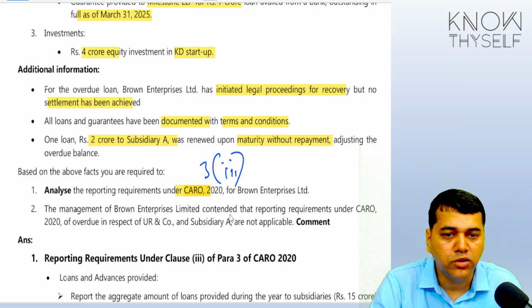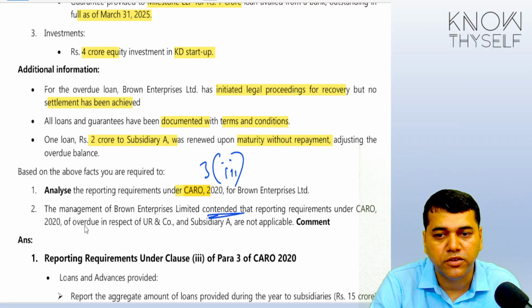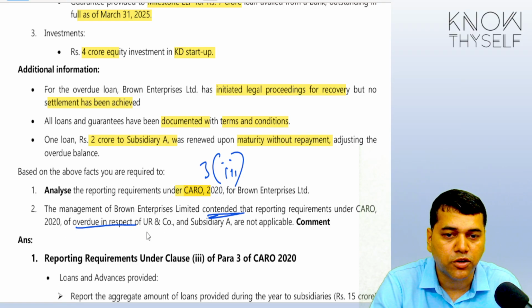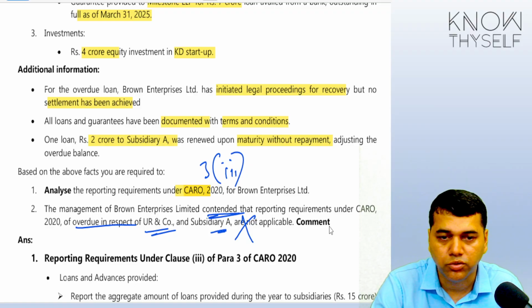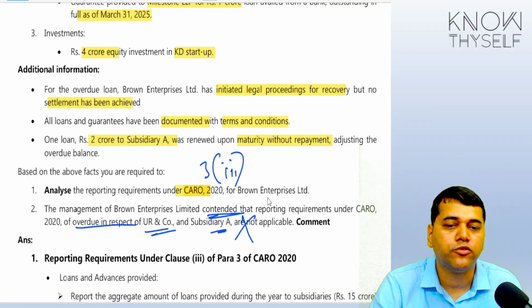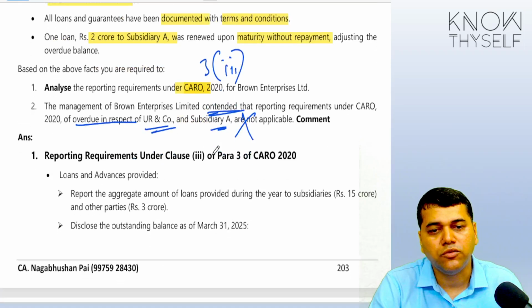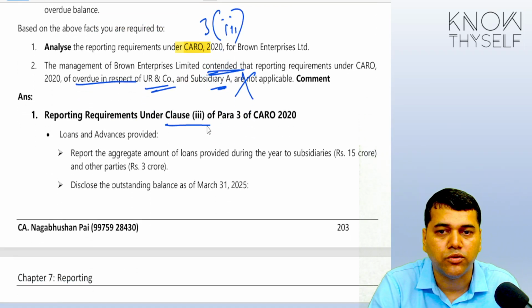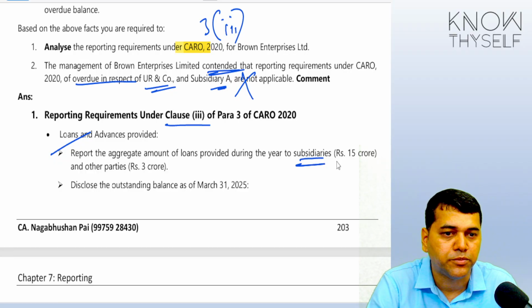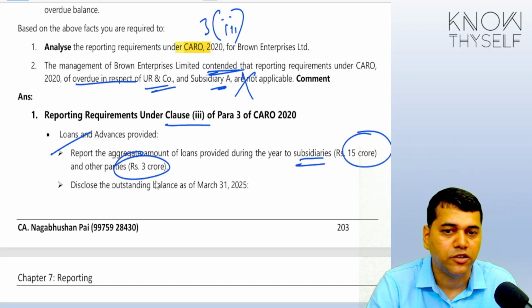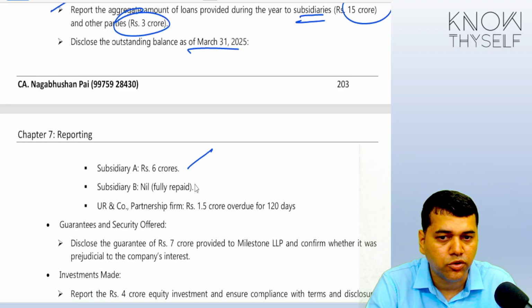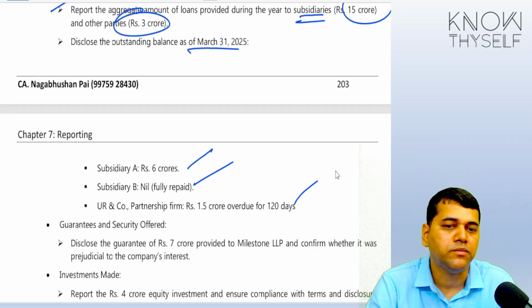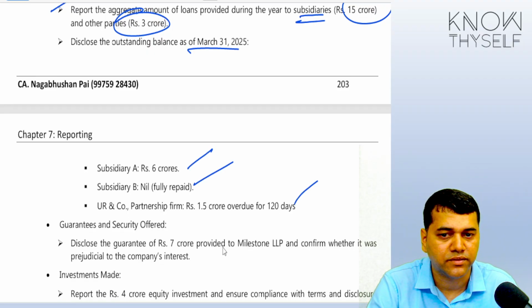The management of Brown Limited contended that the reporting requirement of CARO on overdue amounts in respect of subsidiary A is not applicable. No, it has to be done because subsidiary also has to be reported there. So now, first thing you are going to quote about CARO: loans and advances, report the total amount of loans given to the subsidiary, 15 crore; for other parties, you give the breakup. Outstanding loan balances you have to give: subsidiary A 6 crore, others nil, and partnership firm so and so, due more than 120 days.